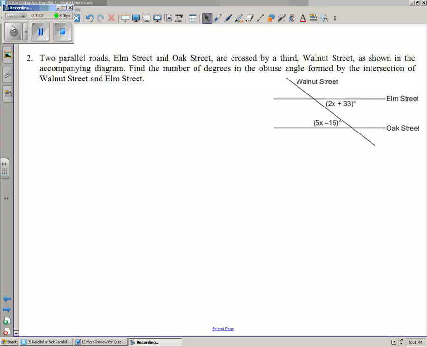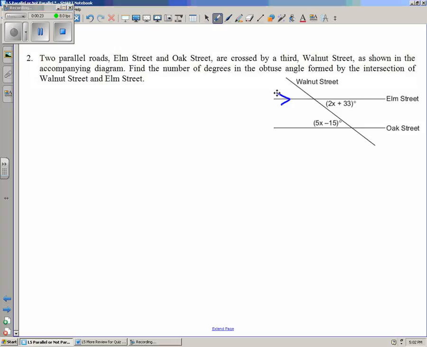Two parallel roads, Elm Street and Oak Street, are crossed by a third, Walnut Street, as shown in the accompanying diagram. Find the number of degrees in the obtuse angle formed by the intersection of Walnut Street and Elm Street. So basically, this is a word problem, but it's really not a word problem. It's really the same situation that we've been talking about in class.